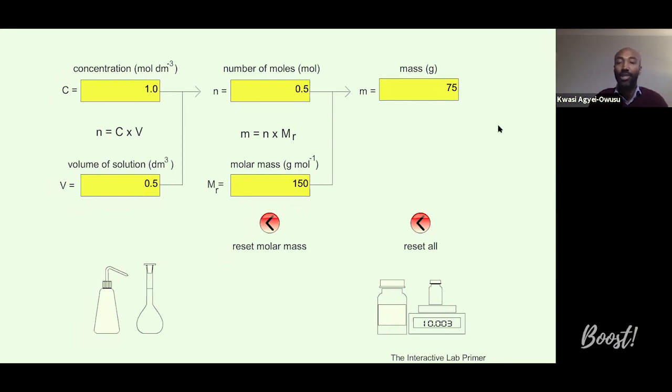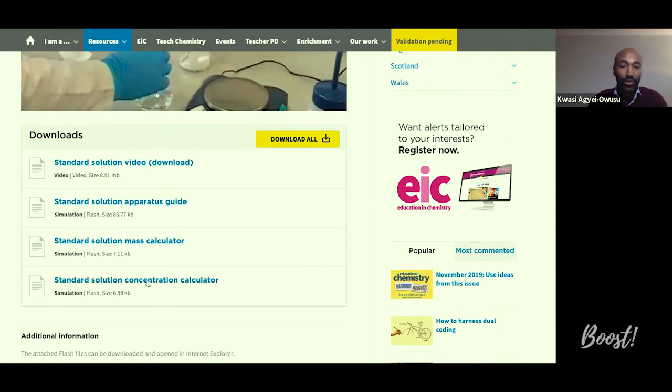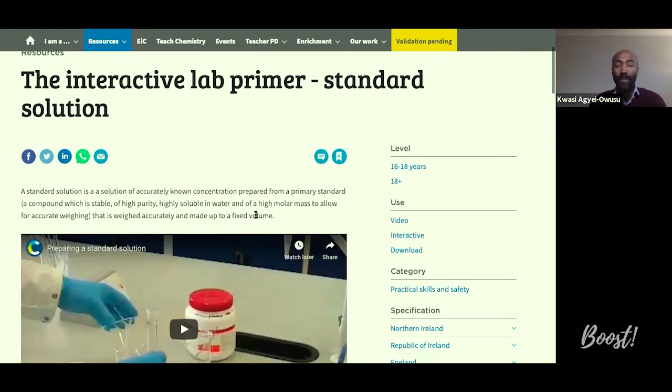So a very large mass, but of course, understandable given that we've arbitrarily chosen numbers to use in this calculator. Okay, so you can use that calculator, and of course, you've got a standard solution concentration calculator shown here. So what we were doing earlier was a mass calculator. Okay, so all of this is very useful for making a standard solution.